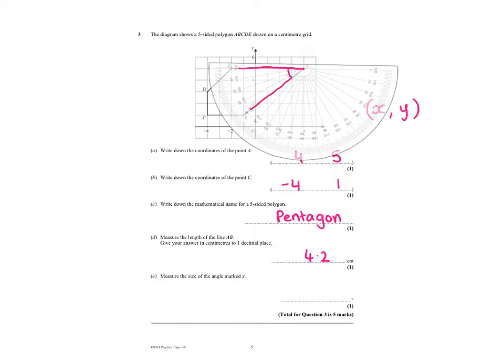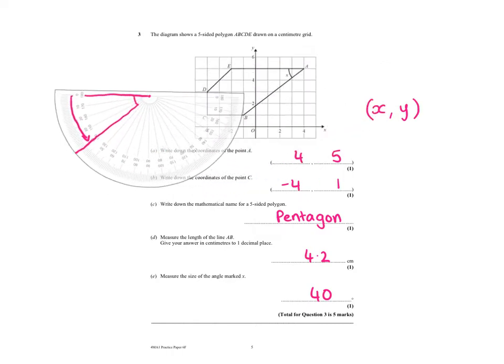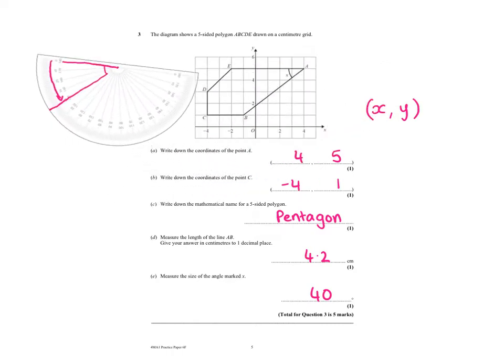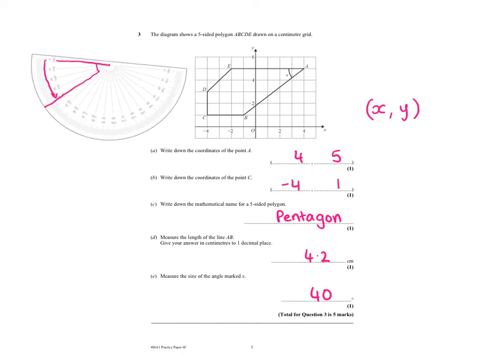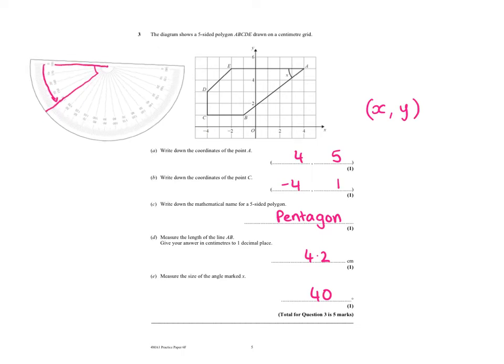And if we go up, this is 40 degrees because we start from 0 and go across. We have 40 degrees. Now I'm just going to move this protractor out the way. So make sure when we're starting at 0 and then we go across.